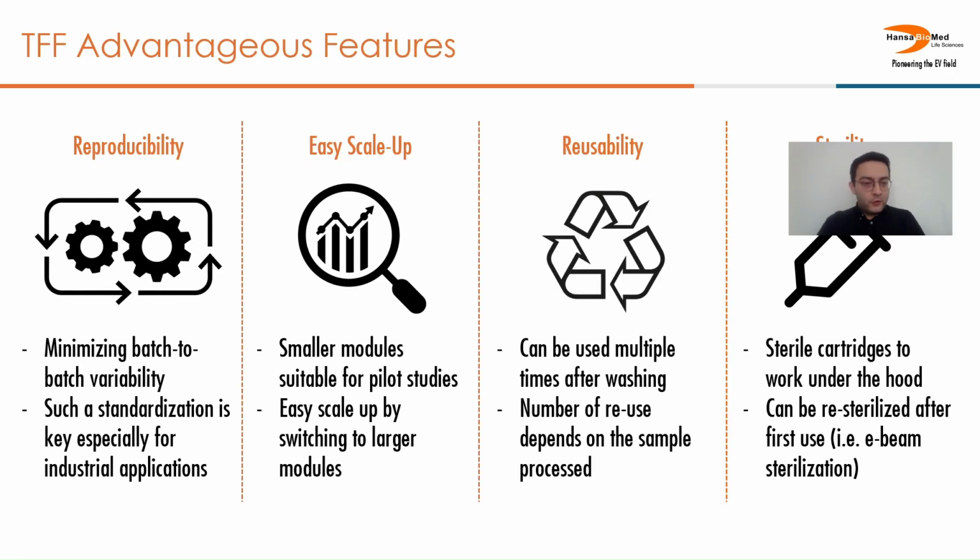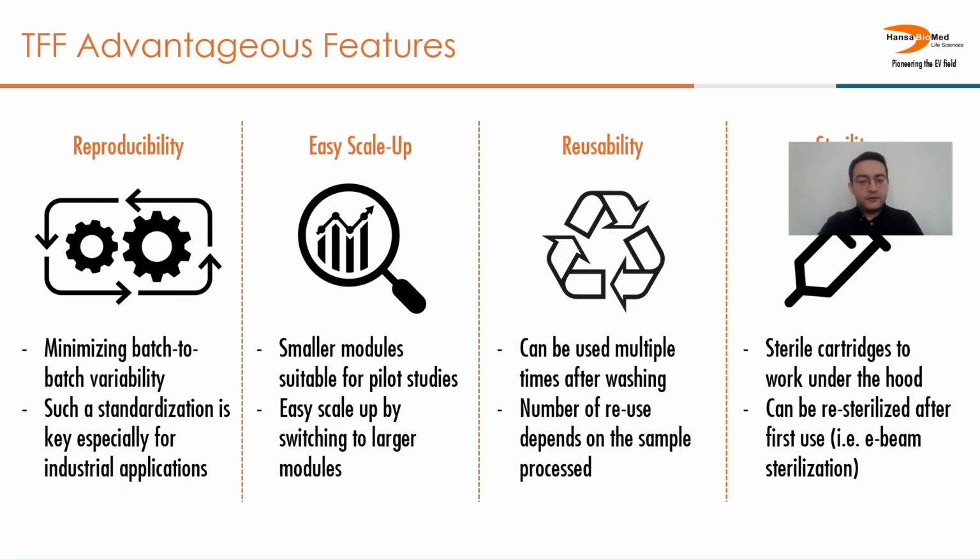So the four most pronounced advantages maybe of TFF are, first of all, reproducibility. Because this reproducibility is something that minimizes your batch-to-batch variability, which is critical both for research settings, if you don't want your duplicate experiments, for instance, to vary in terms of the results just because of the isolation method, or similarly for industrial applications, if you want to make sure your EV-based product has similar quality as the previous batch. So this is key in standardization of your results.